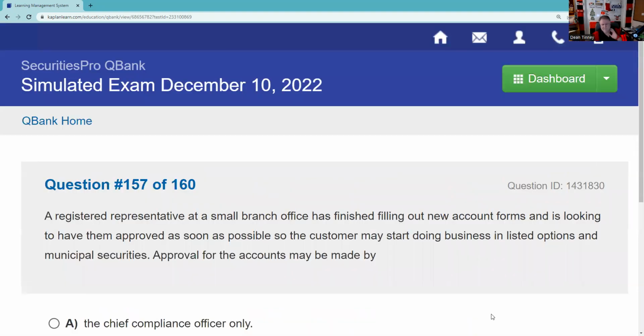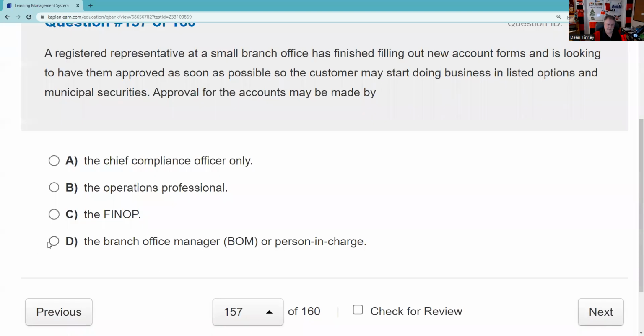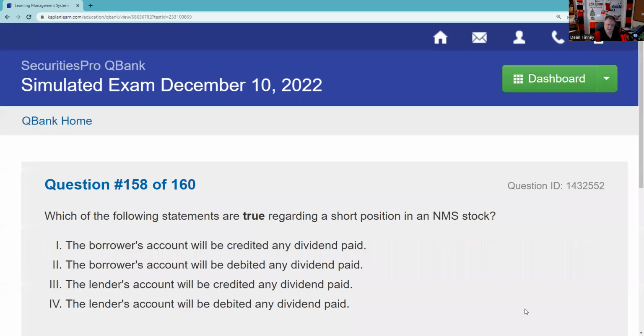157, a registered rep of a small branch has finished filling out the new account form, is looking to have them approved as soon as possible. So the customer may start doing business in listed options and municipal securities. Approval by the accounts may be made by the branch office manager or person in charge.